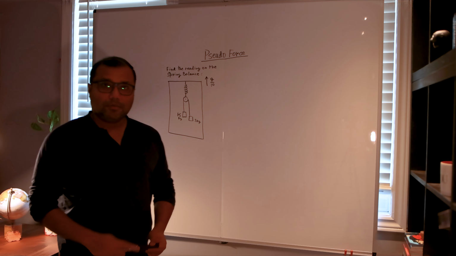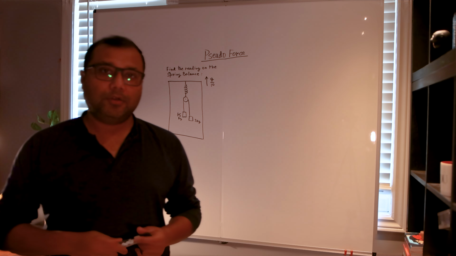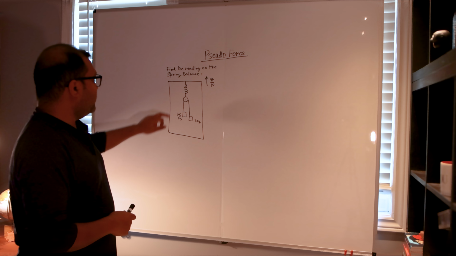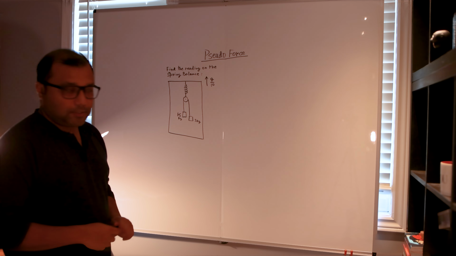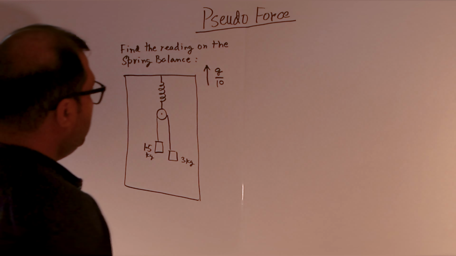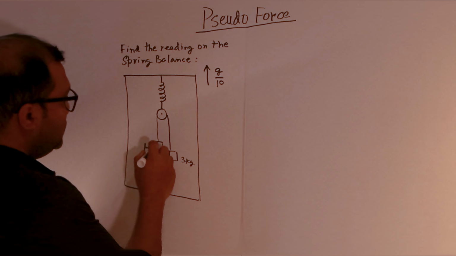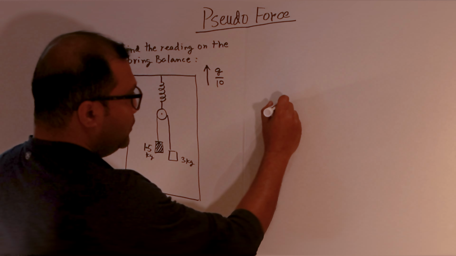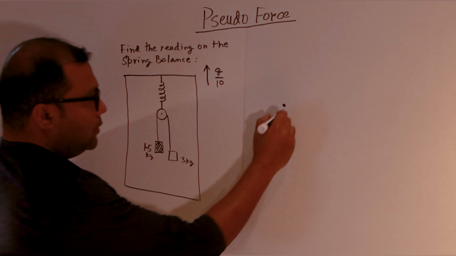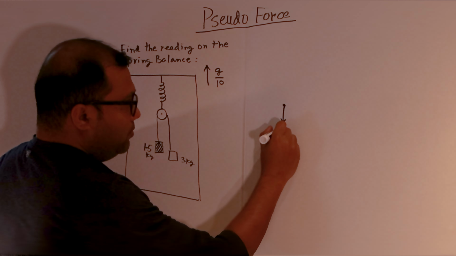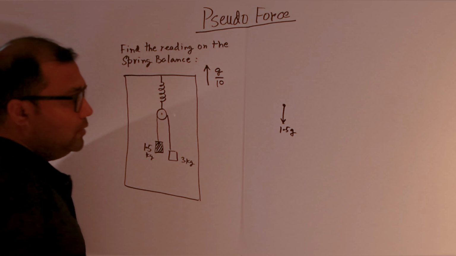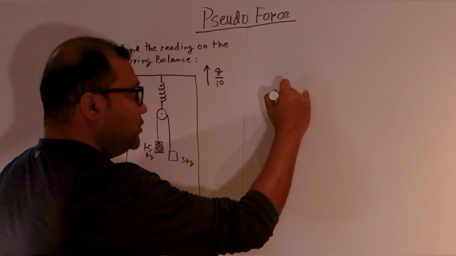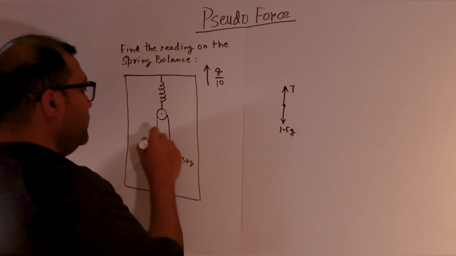So whenever the question is asking to find the reading on the spring balance, all it means is we have to find the tension in this. Okay, how do we solve this? Now if we draw the free body diagram of the 1.5 kg, this is what we will do. There is 1.5 g, the force due to gravity. There is tension in this string, T.